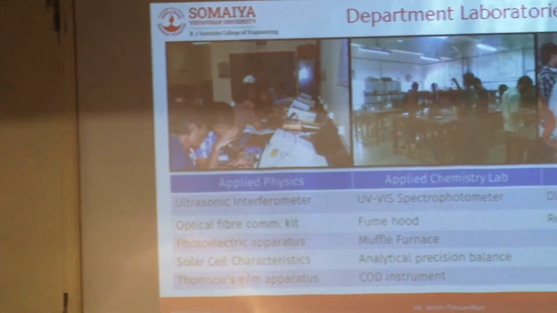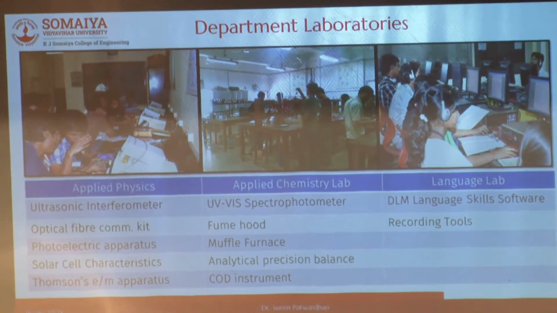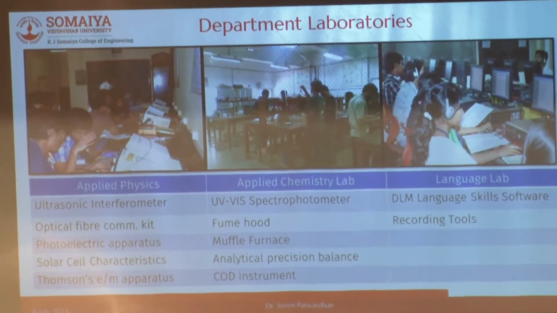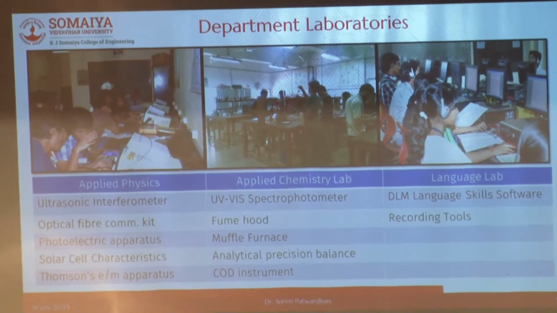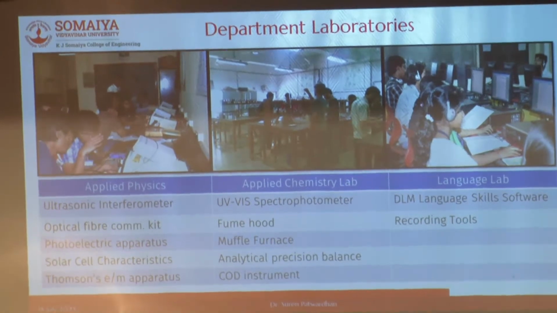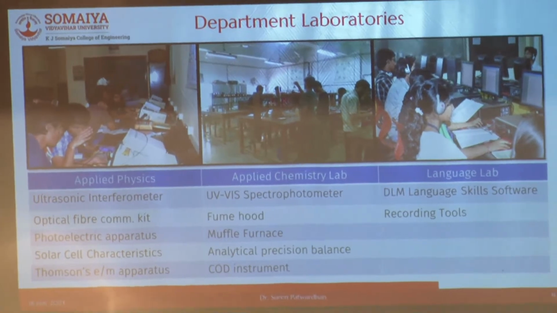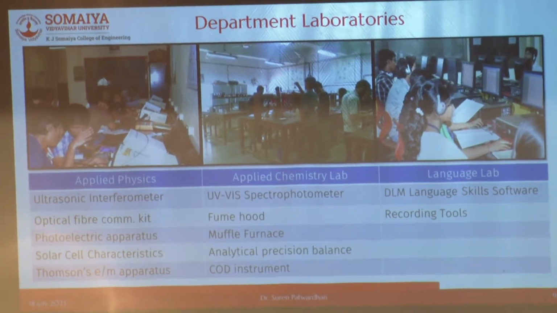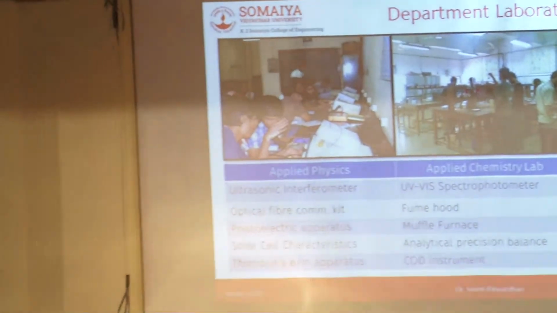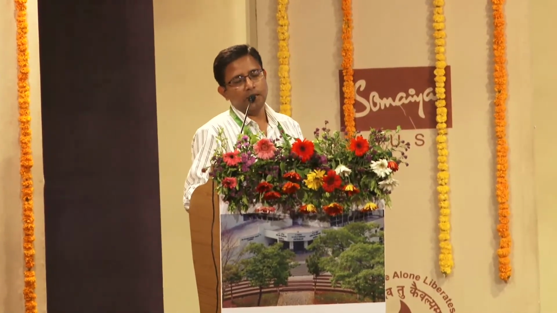These are the laboratories. Basically, the essence of engineering is a laboratory, right? For the science and humanities department, we have the applied chemistry lab, applied physics lab, language lab, and we have well-equipped labs. These labs are used not only for regular experiments, but also for projects and internships, and not only by internal students and faculty members, but outside students and faculty members also make use of these facilities.